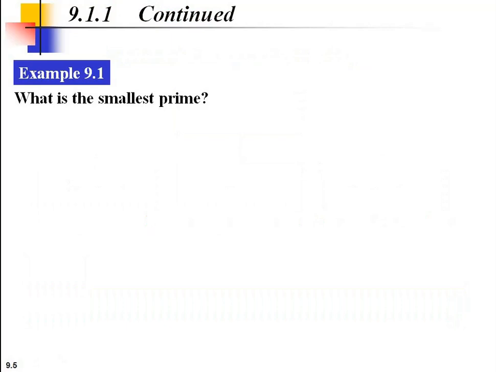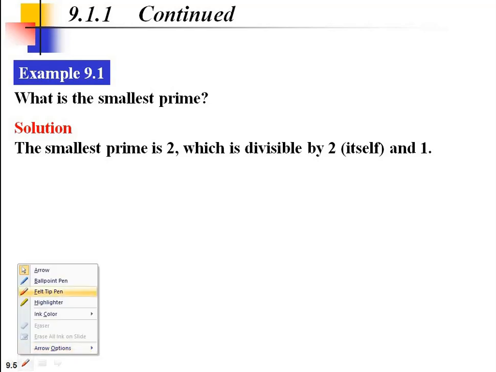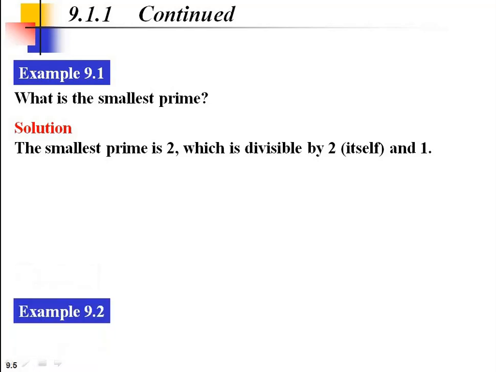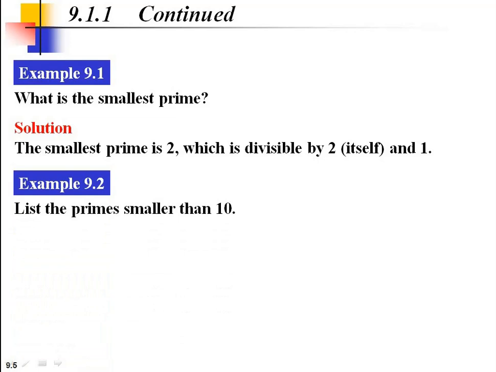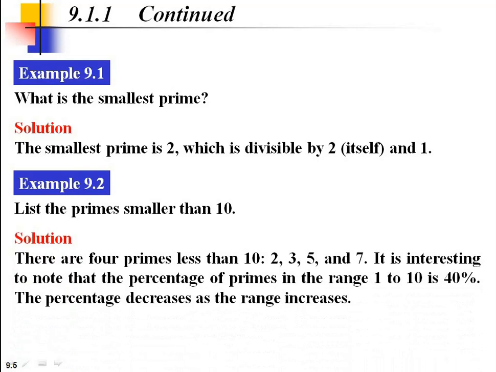The smallest prime number is 2, which is divisible by 2 and by 1. If we are asked to list all the prime numbers smaller than 10, there are basically 4 prime numbers less than 10, which are 2, 3, 5 and 7. It is interesting to note that the percentage of primes in the range 1 to 10 is 40%. The percentage decreases as the range increases.